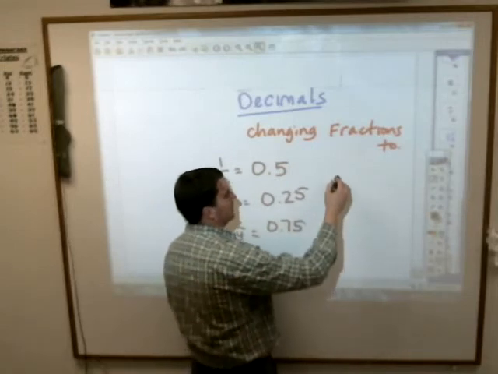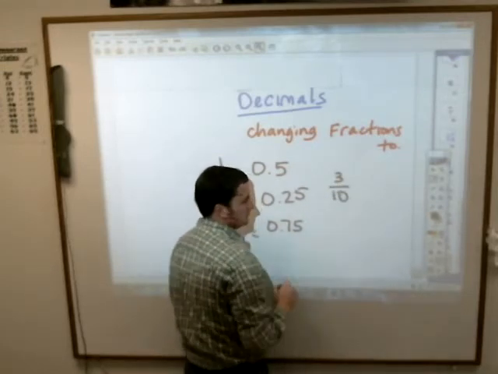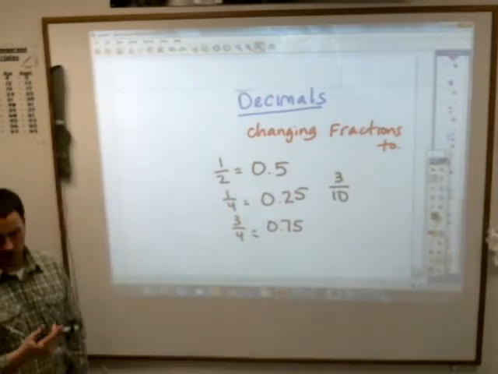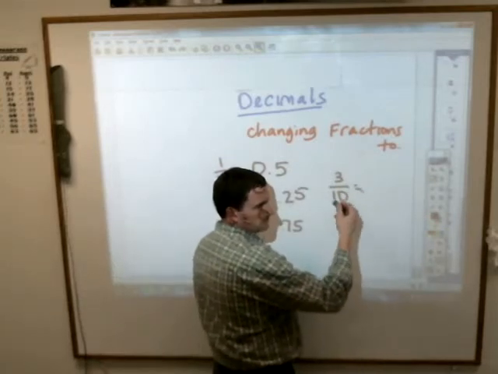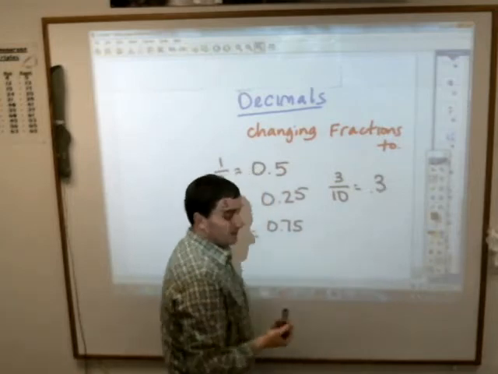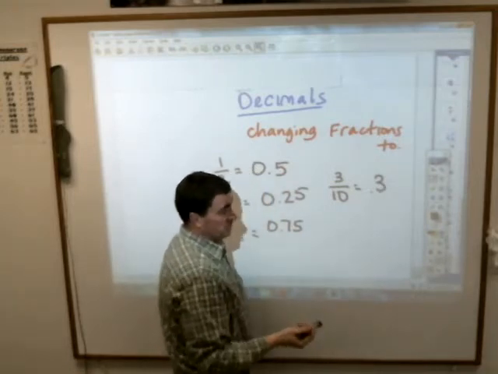But what about when it's like 3/10? The tenths hopefully are easy too. It's 0.3 because that's the way you say it, 3/10. Okay, so the tenths are easy because you just put a decimal in front of it.